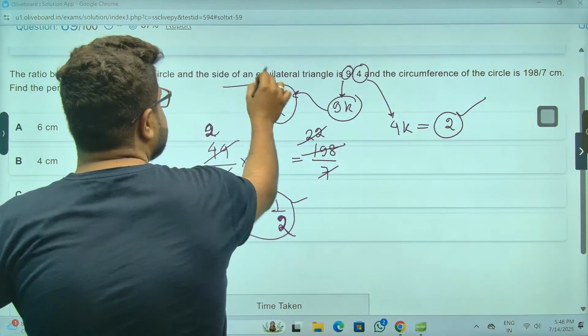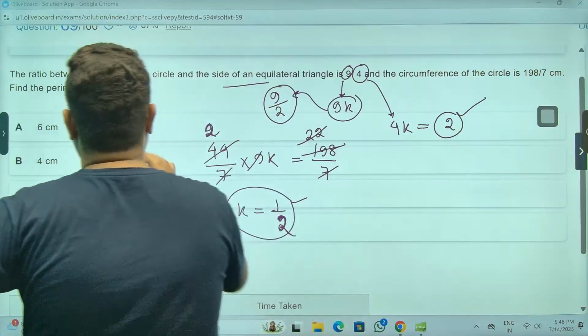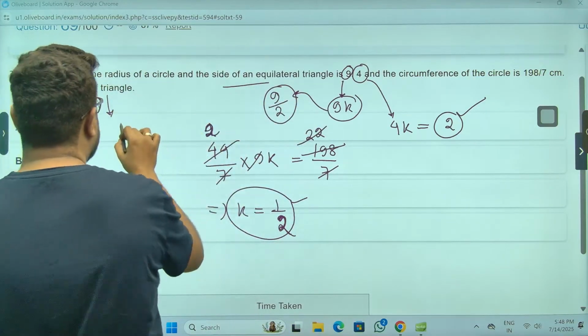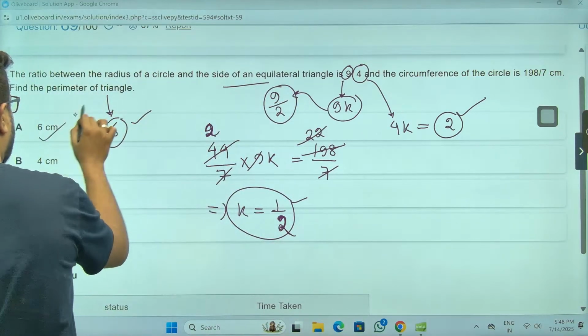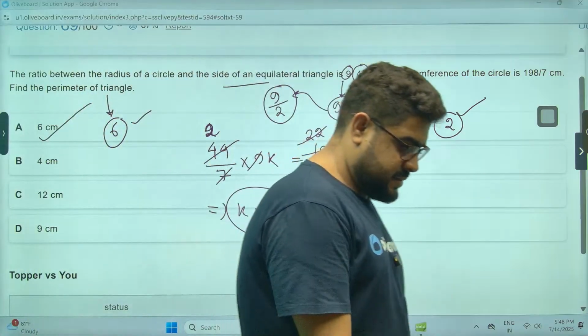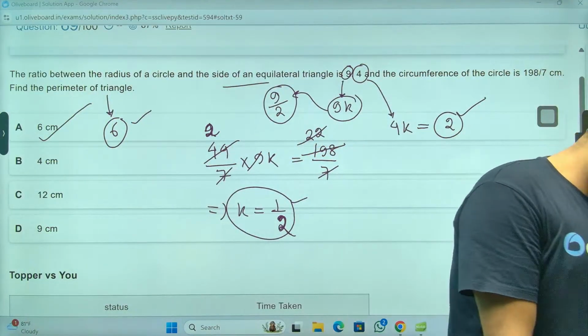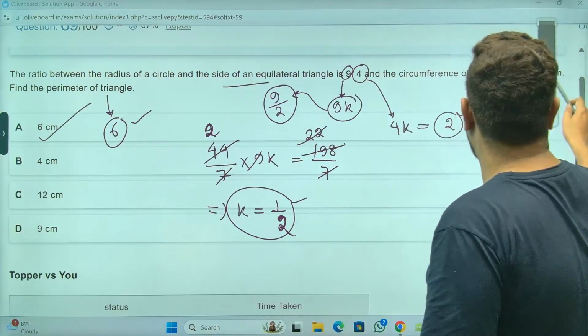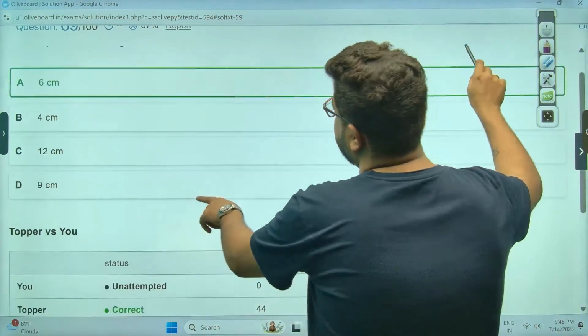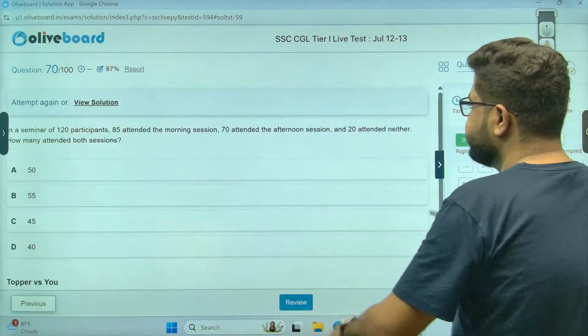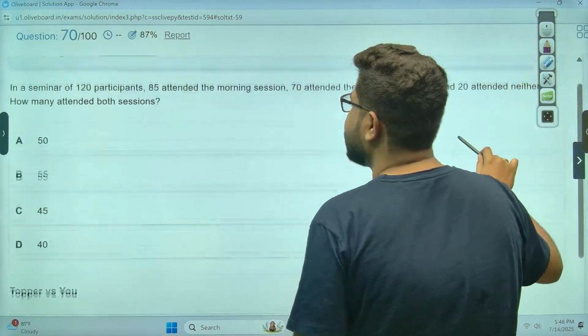The equilateral triangle के side. So they are asking perimeter of the triangle. So 3 times that, 6 will be the answer. Option A. चलो चलो चलो. Perfect. चलो 6 is the correct answer. So now the next one.